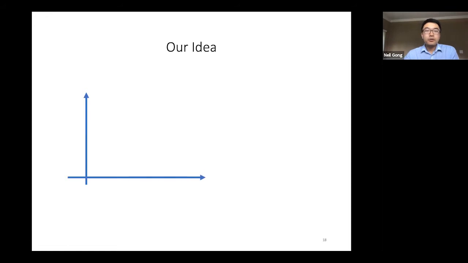Next, I will introduce the key idea of our attack. Suppose W previous is the global model in the previous iteration. And for simplicity, let's assume we only have two clients. W1 is a local model on client 1 in the current iteration. W2 is a local model on client 2 in the current iteration. These two local models are sent to the server, and the server aggregates them to obtain a new global model W in the current iteration.